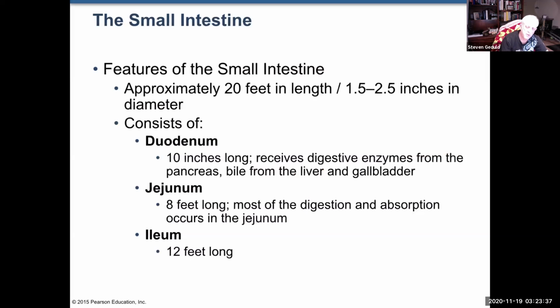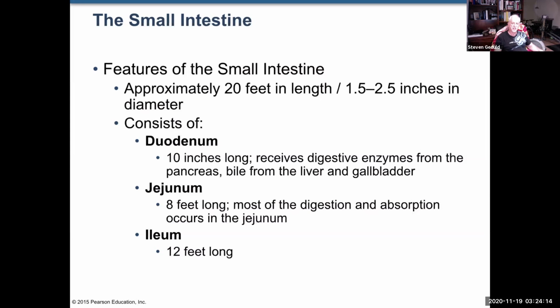Okay. Small intestine. So the food from the stomach goes into the small intestine. The small intestine is about 20 feet in length, and it's 1.5 to 2.5 inches in diameter. There's three sections to the small intestine. There's the duodenum, jejunum, and ileum, in that order. Duodenum is the first part, jejunum is the middle part, ileum is the last part. Most of the digestion and absorption in your body occurs in the jejunum.